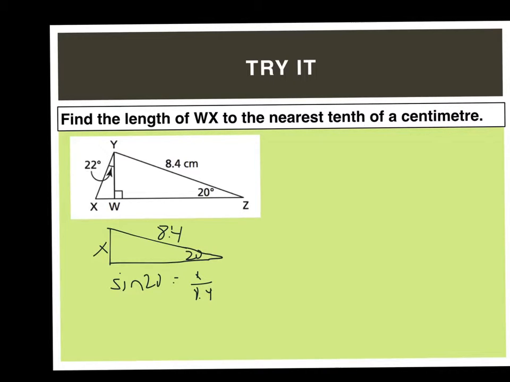Okay, so if I have that there, I just type in 8.4 times sine 20, and I get my answer. So 8.4 sine 20 is 2.87296, so 2.873.